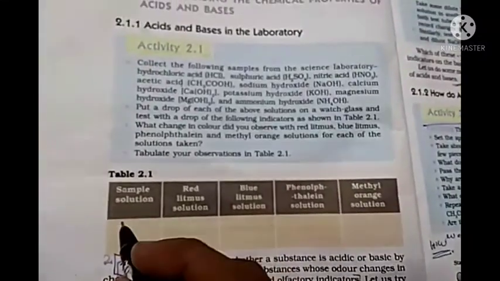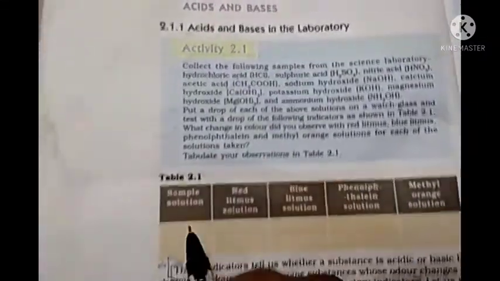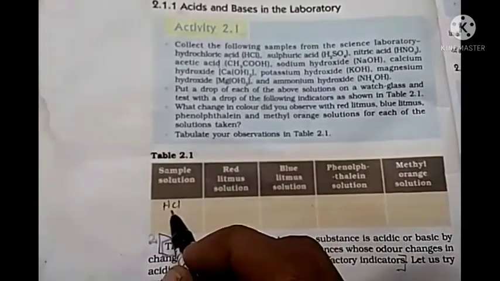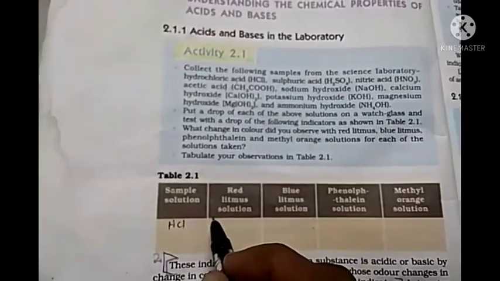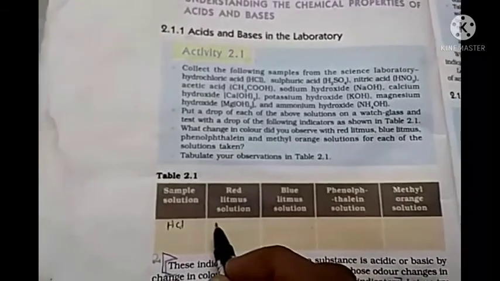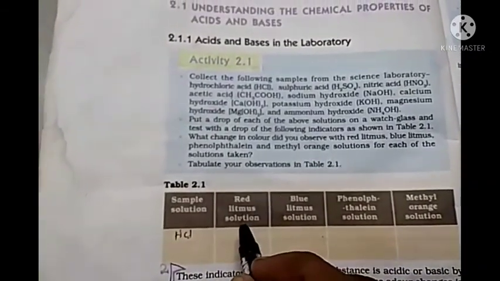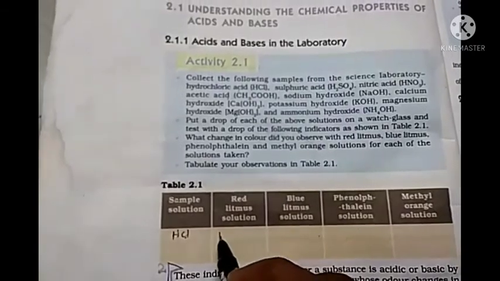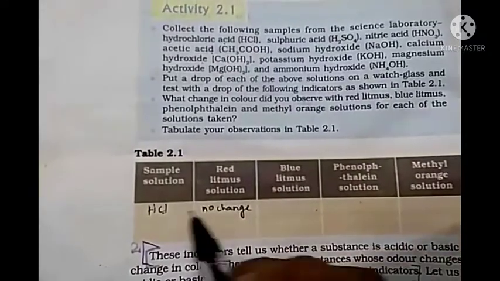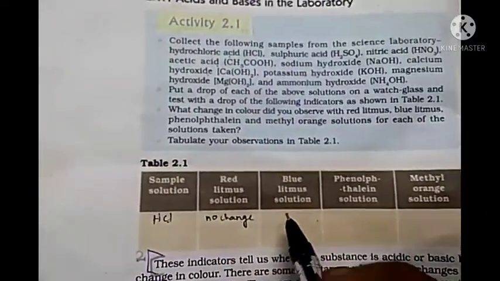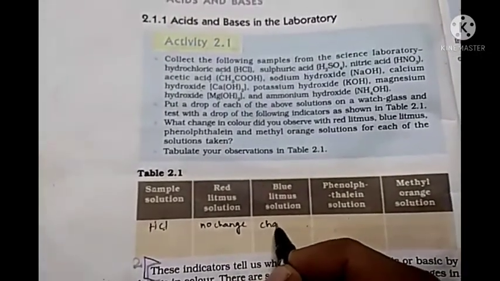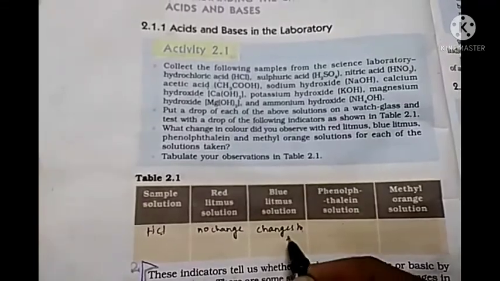Okay, for example, the first one is hydrochloric acid. So here we can write hydrochloric acid, HCl, and we know that HCl is acidic in nature. That we already have seen, isn't it? So what is the effect of HCl on red litmus paper? It is acidic, so acidic substances do not produce any change on red litmus. So here there is no change. Like that we have to write. Okay. Then what is the effect of HCl on blue litmus? Since HCl is an acidic solution, blue litmus paper changes into red. So here we can write changes to red.